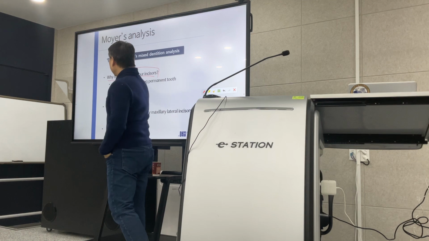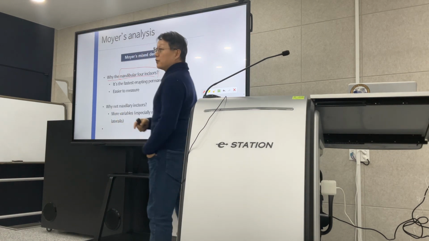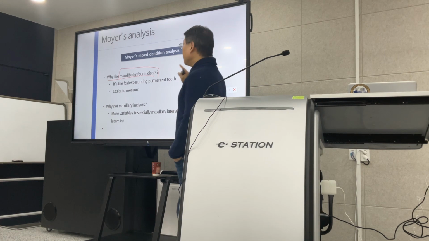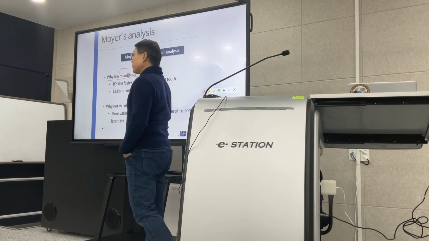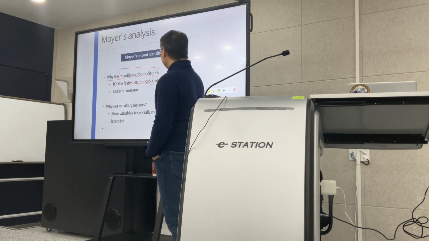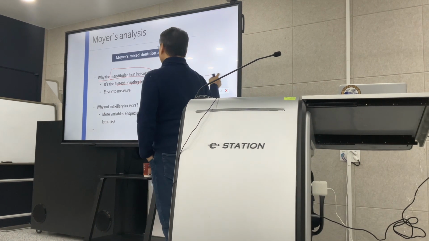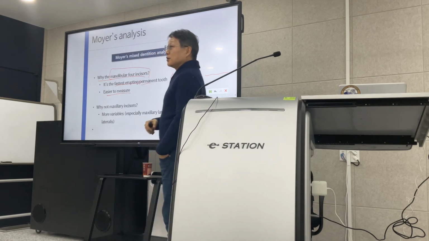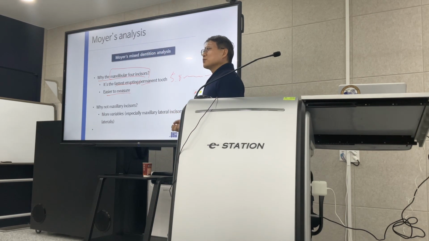Why do we use the mandibular incisor? I already told you. Number one is the passive eruption of the permanent tooth. That means it is easy to see in the mouth, from 5.5 to around here, and easier to measure. You can just measure by opening the mouth or taking an impression, which is easier than with the upper.